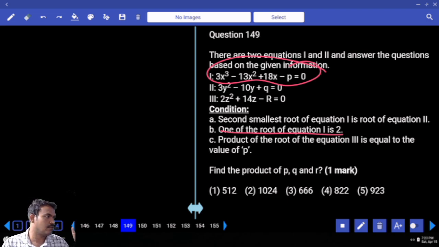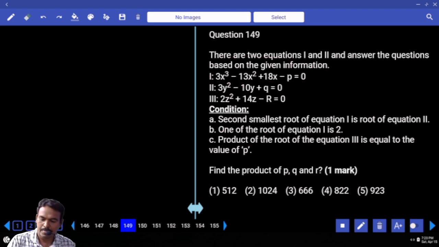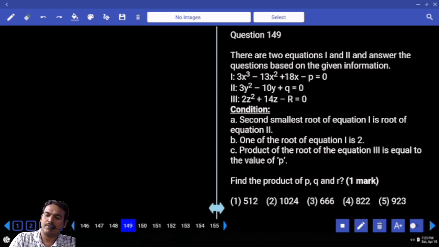Based on power or not? Okay. Again, what is the third point? Product of the roots of equation 3 is equal to which one? Value of p or not? Okay. First, 3x cube minus 13x square plus 18x minus p equal to 0.